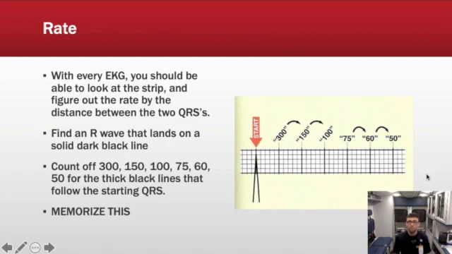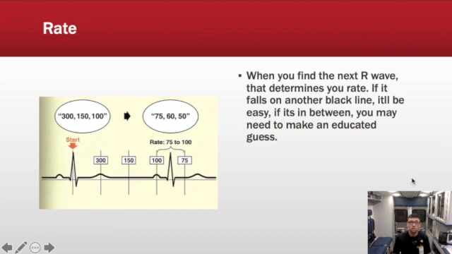But I start with the R wave here, line that up with the first solid black line or my first mark, and then I'm going to do 300, 150, 100, 75, 60, 50. And I'm actually going to be counting off. So if I have one that's 60, I should have 2 big boxes or 10 little boxes in between. When you find the next R wave, that determines your rate. If it falls on another black line, it's going to be easy for you. If it's not, you may need to make an educated guess.